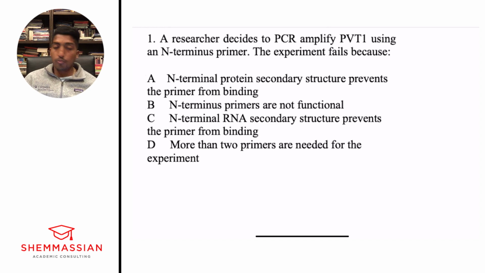All right, so what is the question asking? Well, it's asking, why is the experiment failing when we're trying to amplify using an N-terminus primer? That's the understanding. How is it failing?